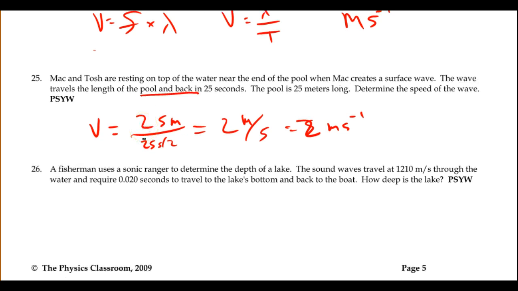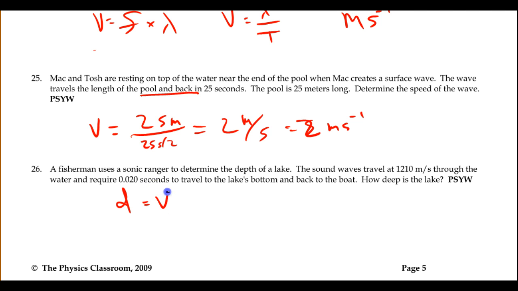Sonic rangers, sonar, are used to find depths all the time. Sound travels about 1,210 meters per second through the water. It travels faster in water than it does in air. And it requires 0.02 seconds to travel to the lake's bottom and back to the boat. How deep is the lake? Well, that means I'm actually looking for the length of how far the object is. So I'm looking for the distance.